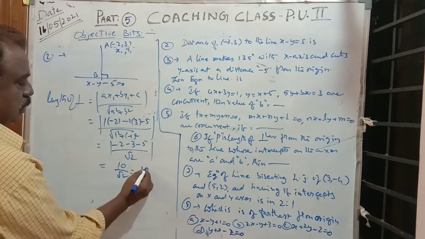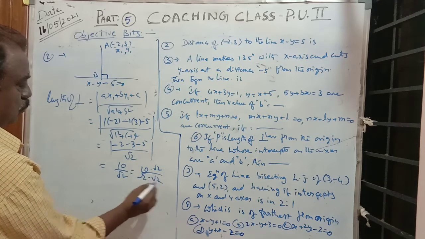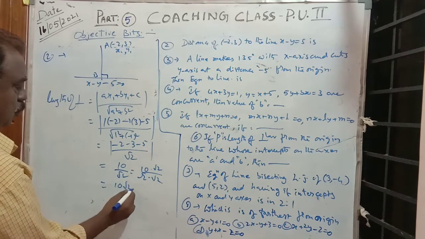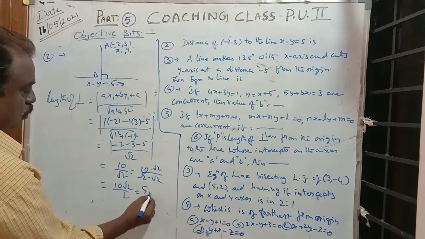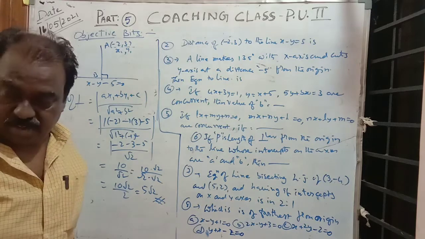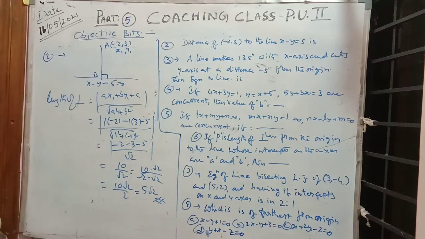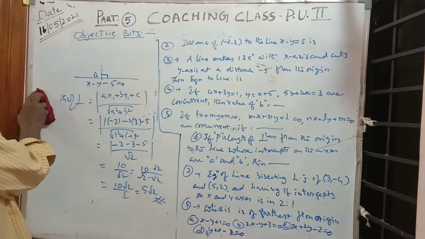Okay, 10 into root 2 by root 2 into root 2. That is 10 root 2 by 2. Root 2 into root 2 is 2. 2 5s, so it is 5 root 2. The direct formula is there. Very simple. Okay, it is a concept problem. Is it okay? Clear.